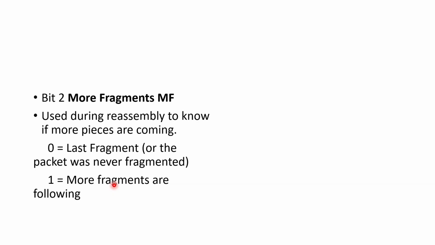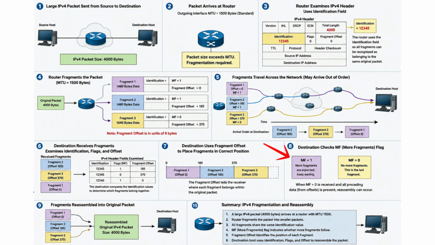Just take this as a simple example. Whenever MF is set and the value is 1, it is telling the receiver, hey, just keep waiting and stay cool. There are more fragments coming. And whenever MF is set to 0, it is saying, hey receiver, you are done. The fragments are complete. Now you can use them to reassemble and get a clear picture of what the packet was.